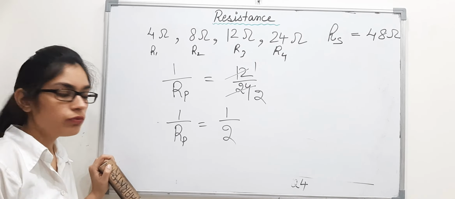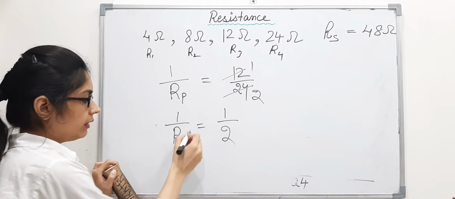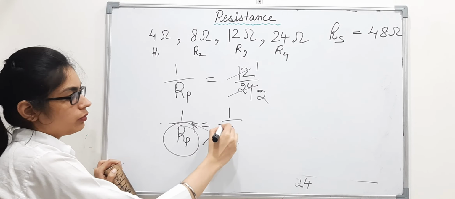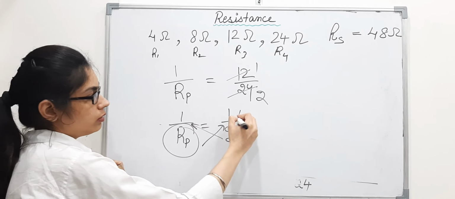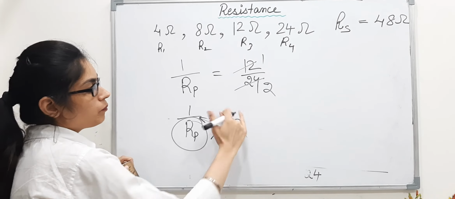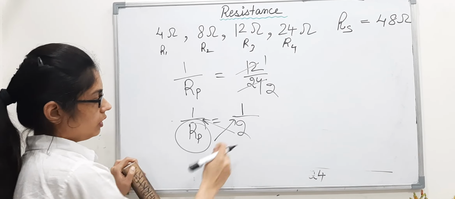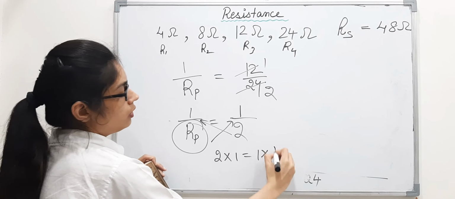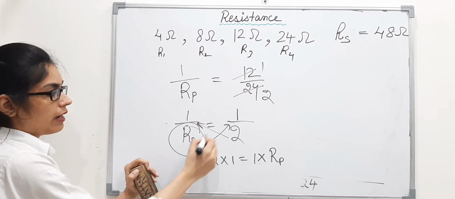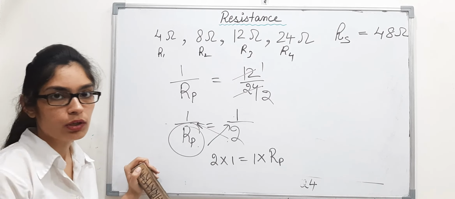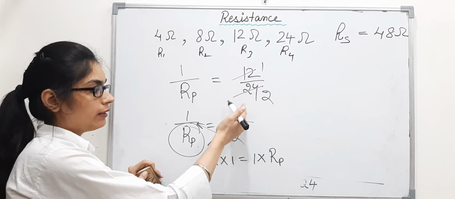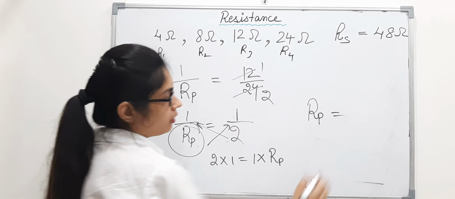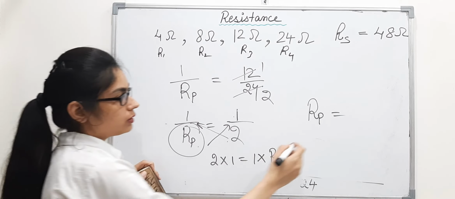See, this is the value of 1 upon Rp. We need the value of resultant resistance. So we just have to take the reciprocal, or you can cross multiply. If you shift it to this side, it will be multiplied with 1. Or if you want, you can multiply 2 into 1, or 1 is equal to 1 into resultant resistance. See, I have shifted this to this side, and this to this side. This way also you can do it, or directly you can take the reciprocal. So I got the resistance of parallel combination equal to 2 ohm.